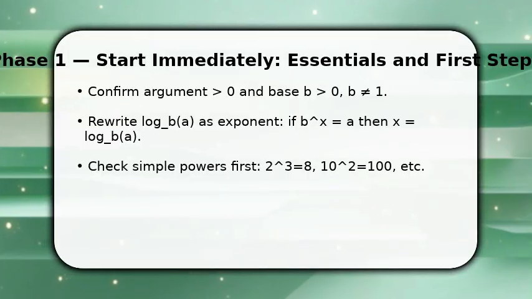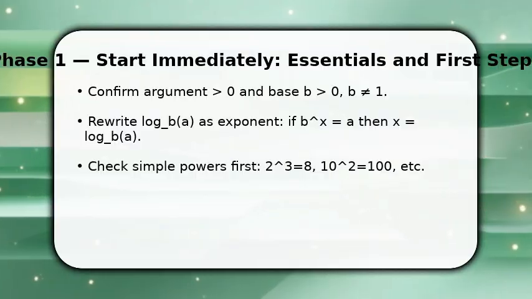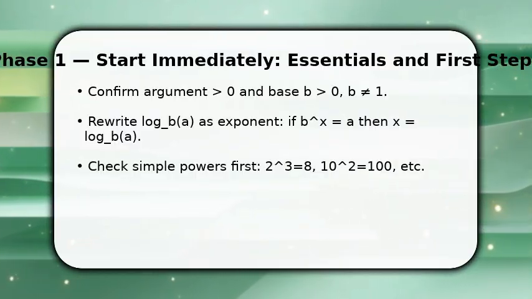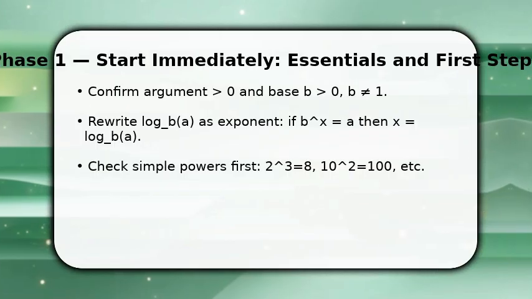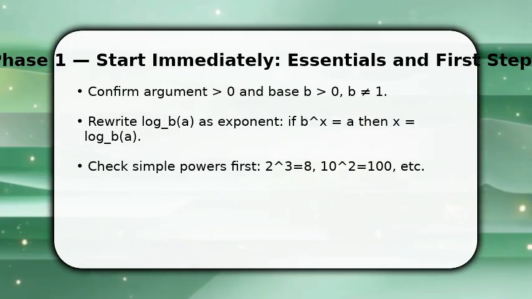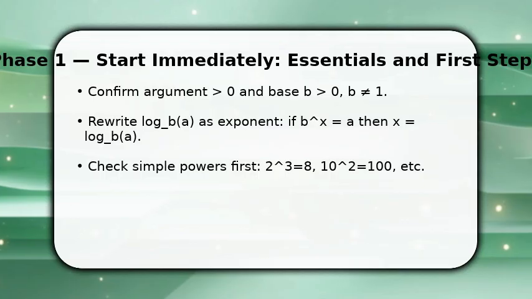You begin by treating the log as an unknown exponent. Convert log b, a into b^x equals a so you can solve for x. Once done, scan for obvious integer powers that give exact values quickly.